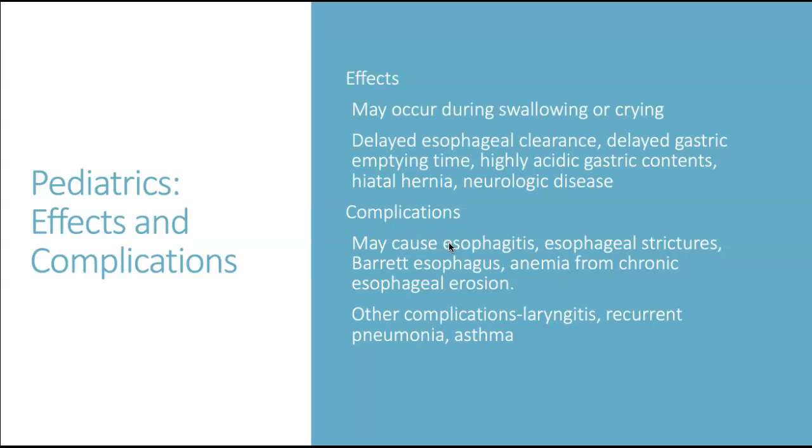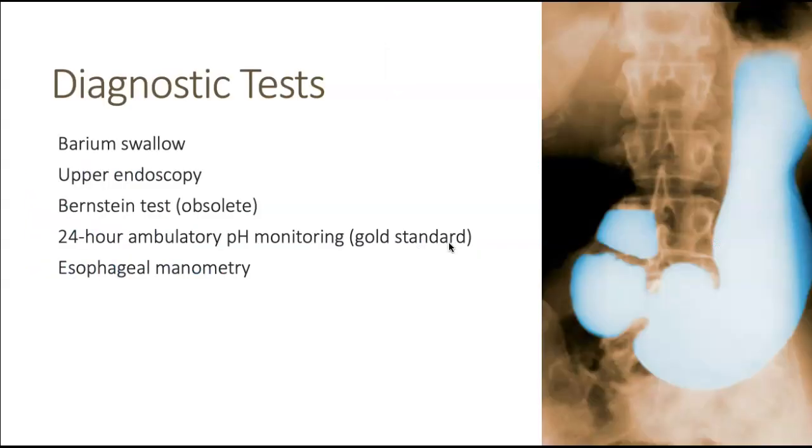Babies may be born with a hiatal hernia, and sometimes there may be some adjoining neurologic disease that causes the incompetent sphincter. Complications in pediatrics may include, again, that esophagitis, those esophageal strictures, the Barrett esophagus, and possibly anemia because of that esophageal erosion if there's any bleeding involved. Other complications may be laryngitis, and that's just kind of a sore throat, painful throat, recurrent pneumonia, if they aspirate any of those contents, and potentially asthma.